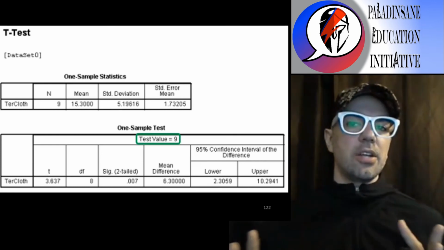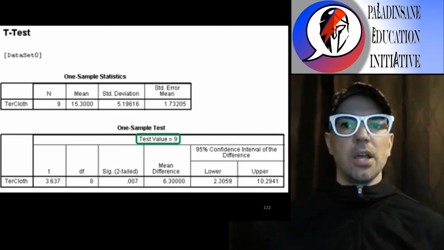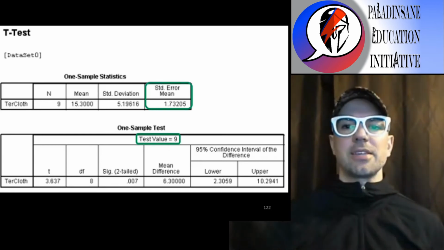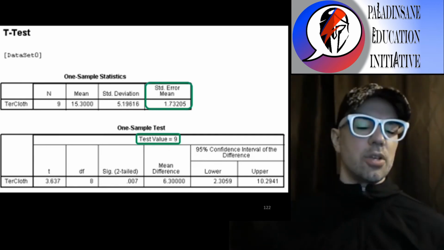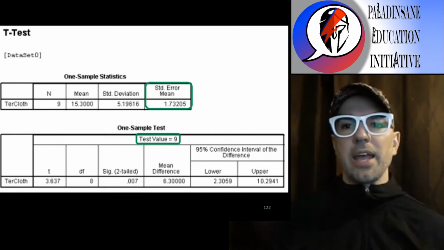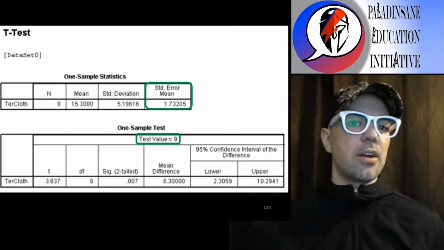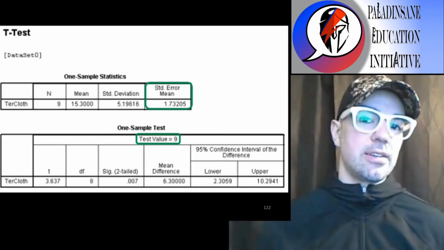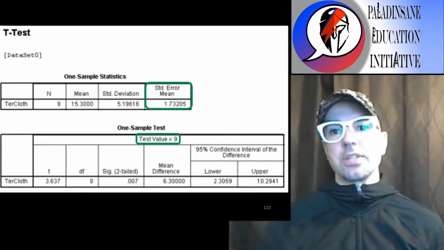Now we need the standard deviation for the comparison distribution. We need that standard error of the mean, and lo and behold, SPSS has calculated that for us. So you'll remember in part 1, we did this by hand, and we ended up with a standard error of 1.73. SPSS didn't do it by hand. They did it much quicker and came to the same number.